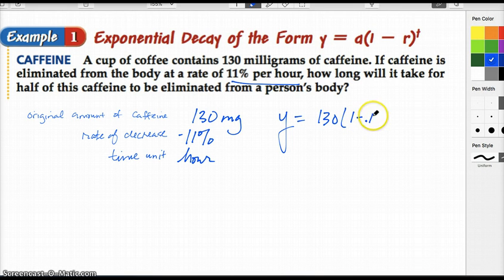And that will be written as 1 minus 0.11. The percentage will be written as a decimal, and then we'll raise it to the t power. That's what we're looking for. So we're looking for the time when what will happen? This is a great starting place, but now we need to be a little bit more specific.